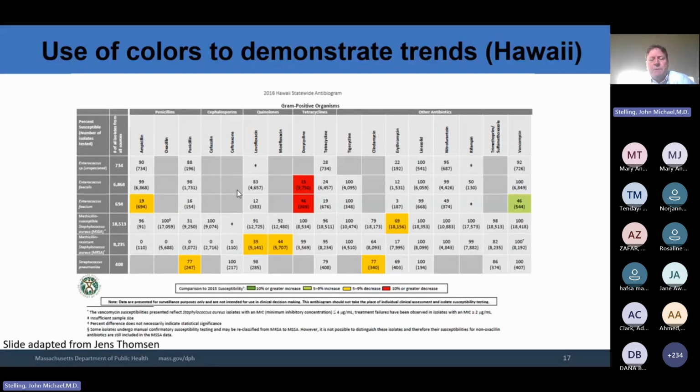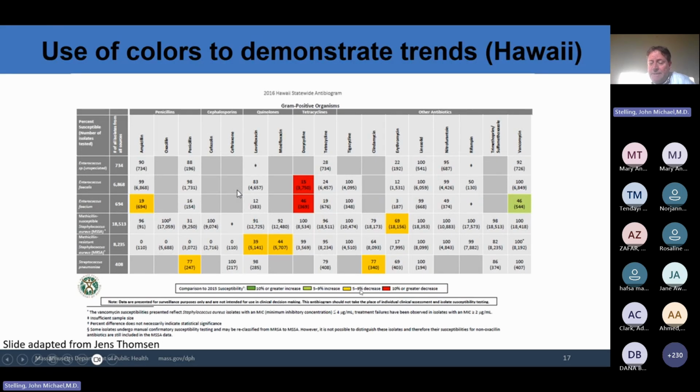There's a different use of colors. And the use of these colors look at trends, and this example came from Hawaii that Jens found. And in this one, if you look at the legend at the bottom, they compared the 2016 data with the 2015 data. So green meant the antibiotic is more effective now than it was. Susceptibility is getting better with dark green. And then light green, susceptibility is getting a little bit better, 5 to 9%.